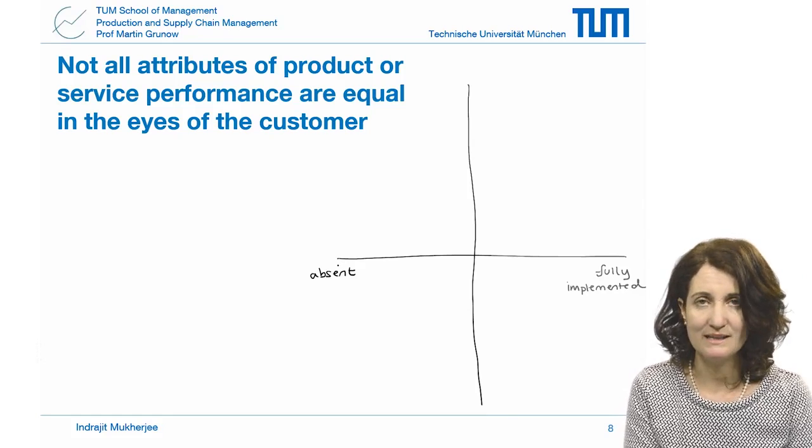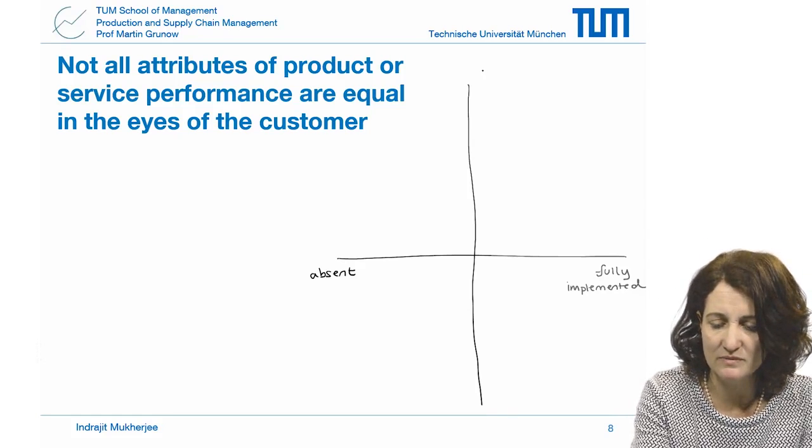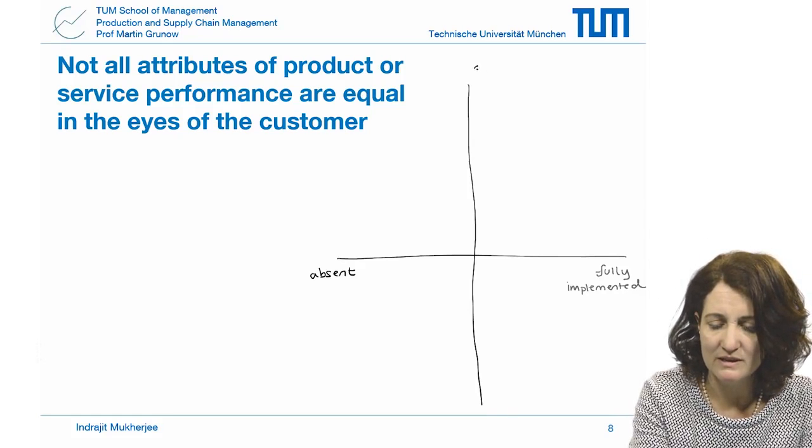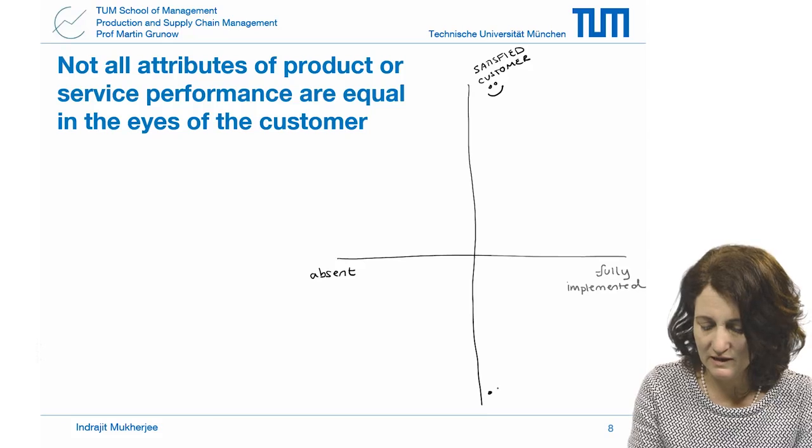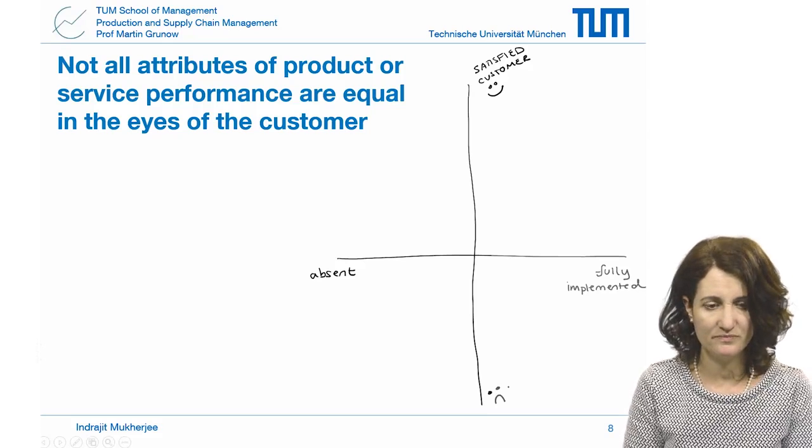Now the y-axis indicates the customer satisfaction. So here you have a satisfied customer, and here you have a very unhappy customer.